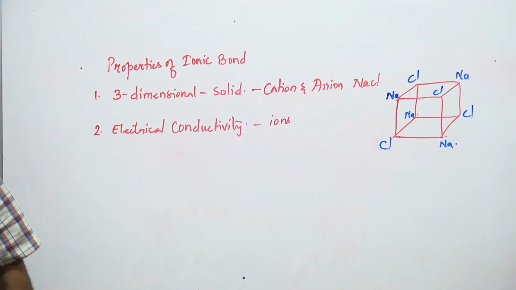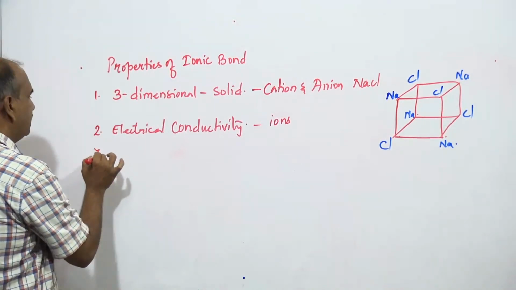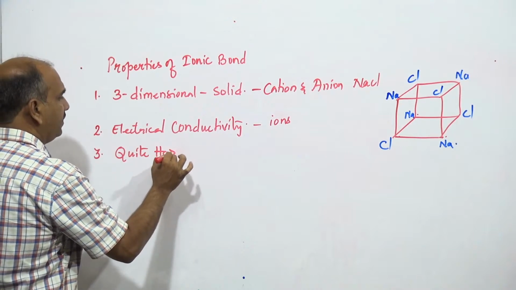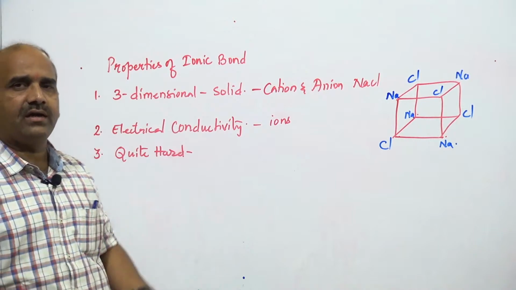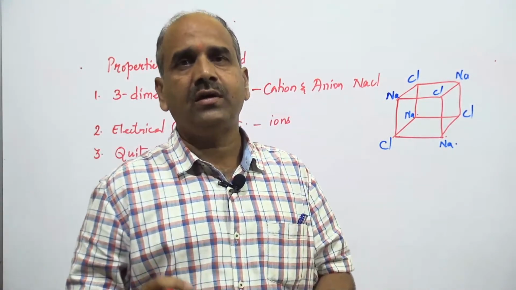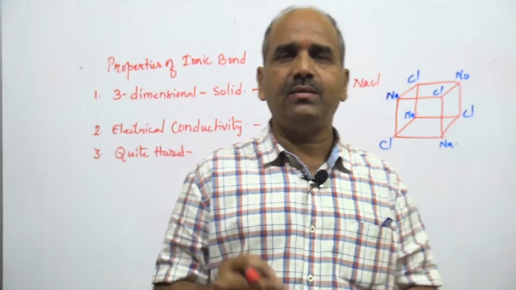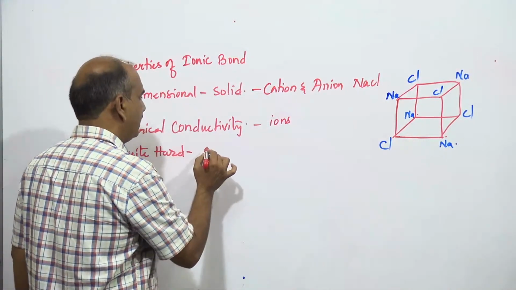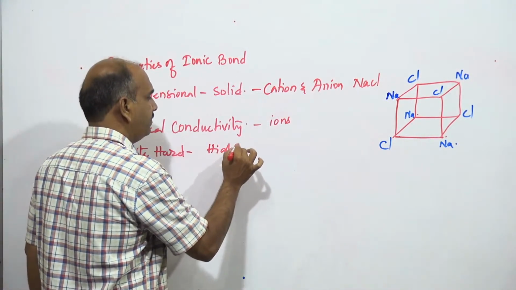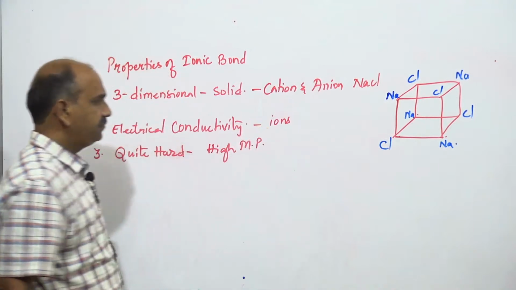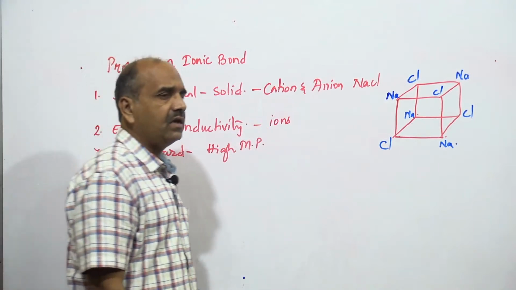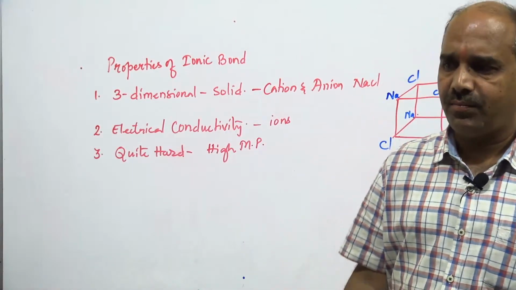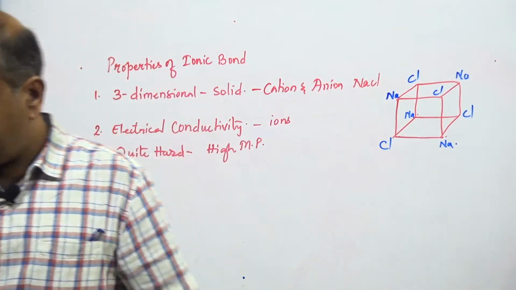Then the next point is regarding hardness. They are quite hard, sufficiently hard. You cannot break them so easily. You cannot separate the sodium and chloride or any such ionically bonded substance very easily just by using your hand. Because they are very hard, at the same time they have high melting point. MP is melting point; BP, when we write, will be boiling point. So they have high melting point and boiling point.